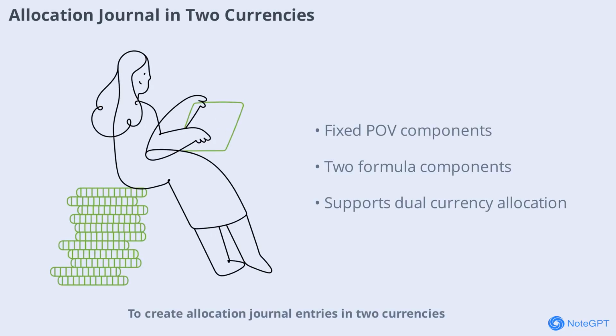Create allocation journal entries in two currencies, set fixed components in the POV, and define two formula components. The first component allocates from the source to the target, while the second reallocates from the target back to the source in the other currency. This method ensures that both currencies are properly represented in the allocation process.